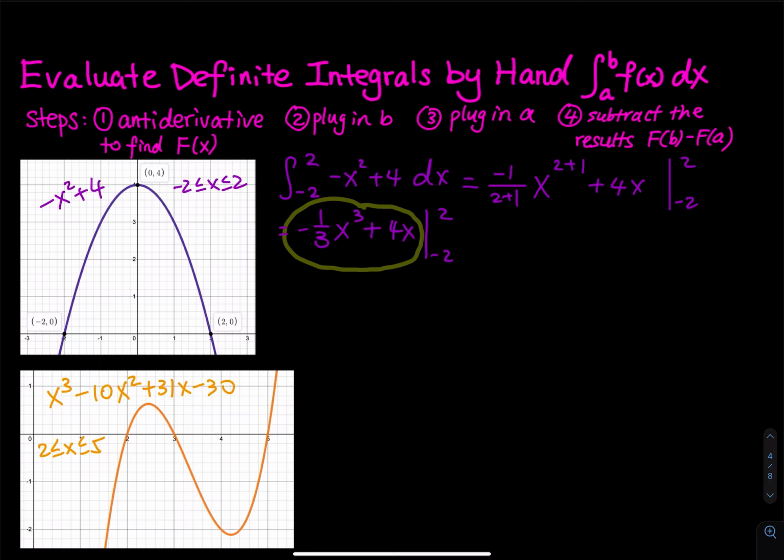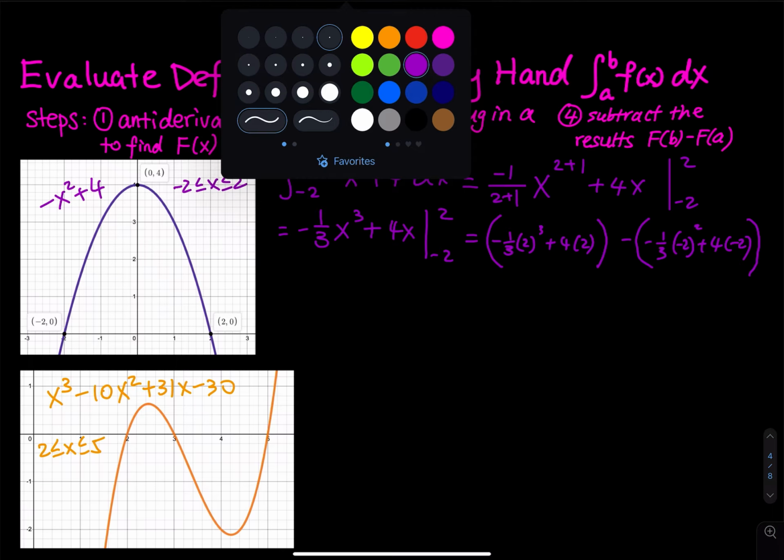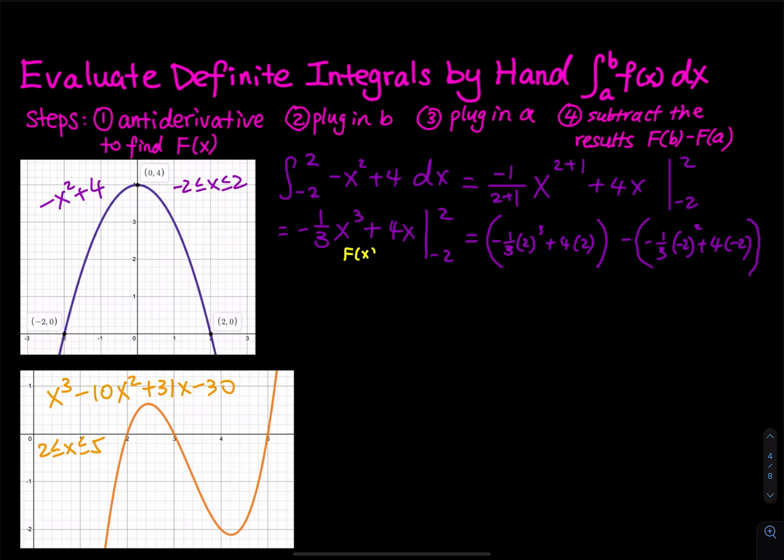All right. And then we are going to do the plug-in. So we are going to plug in the 2 and put the result right over here, and then plug in the negative 2 and put the result in the second parenthesis. Show all the work. Negative 1/3 times 2 to the third power plus 4 times 2, minus negative 1/3 times negative 2 to the third power plus 4 times negative 2. For the antiderivative, we call this capital F of x, so this is F of 2 minus F of negative 2. But you don't need to write that on your paper.